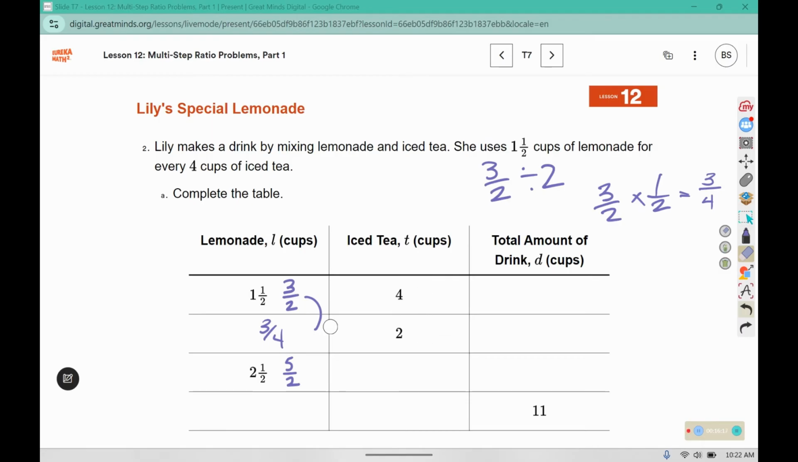We also need to find the totals for these. I have 1.5 added to 4. That should give me 5.5. Here I have 2 and 3/4 combined, which is 2 3/4. We need to find a ratio or a constant of proportionality to help us figure out this next one.